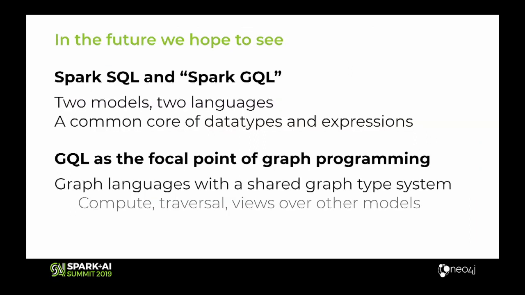And I guess in that sense, our hope would be that one day we're standing up here, or wherever the moral equivalent of up here is, talking about Spark SQL and Spark GQL. We'd have these two models, two languages, and a common core of shared data types, expressions, and other things like the catalog, which could probably be shared between those two languages. And as I was saying, we've created a focal point for a more extensive view of graph programming, because we've got the idea of graph typing and all the things associated with that embedded within the GQL process.